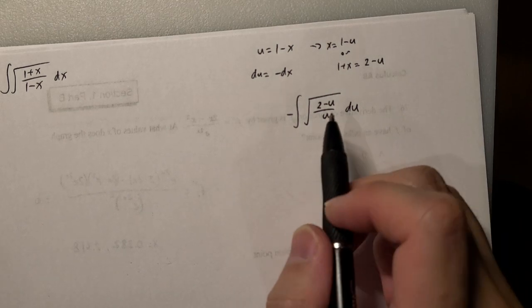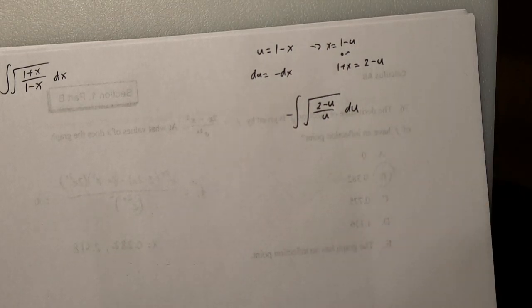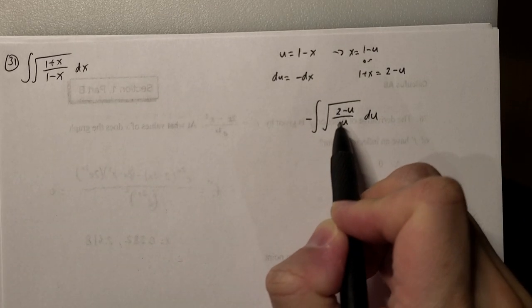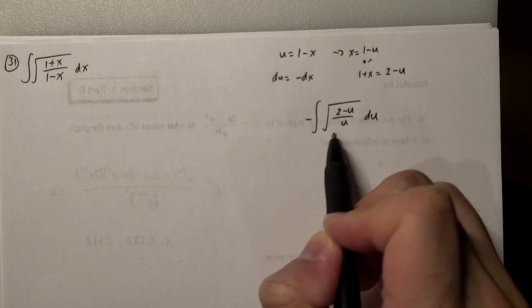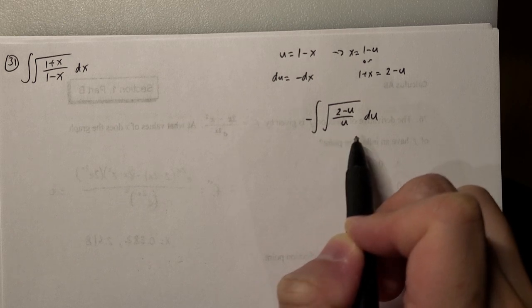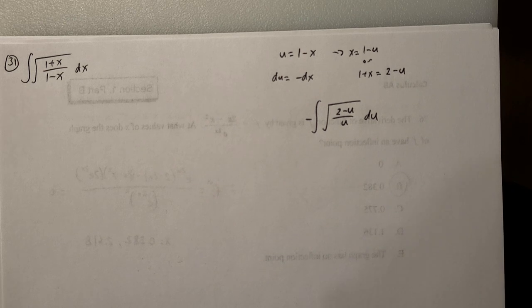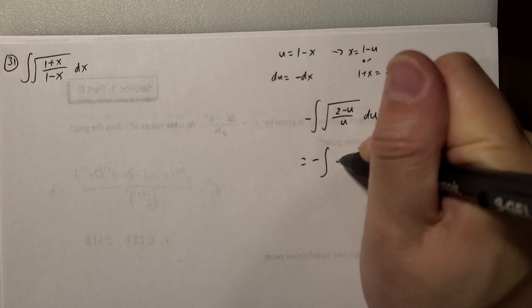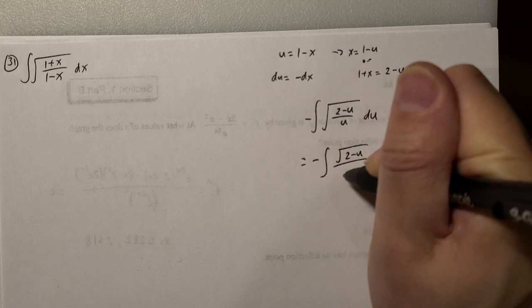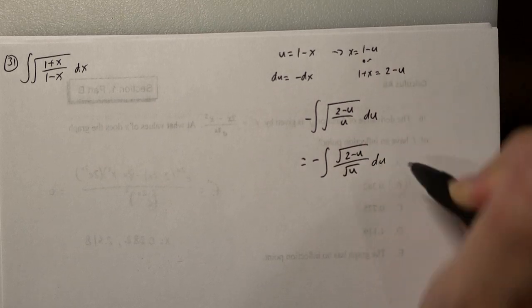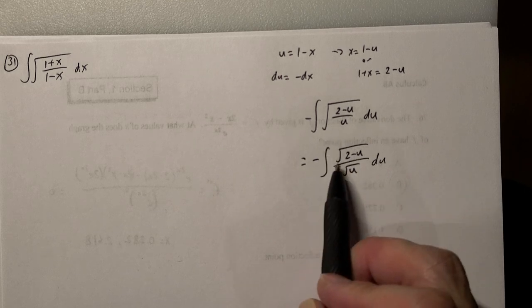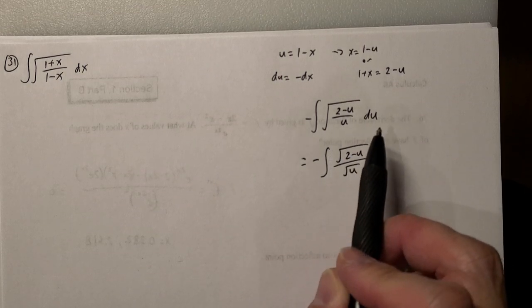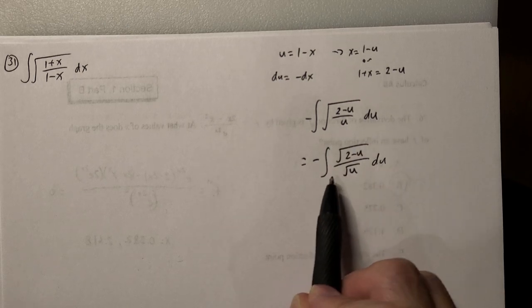Now you have to have fundamentals of algebra here. You can't just break up the square root into the square root of 2 over u minus the square root of u over u. That's not valid. Once again, you cannot say it's the square root of 2 over u minus the square root of u over u. That's not valid.